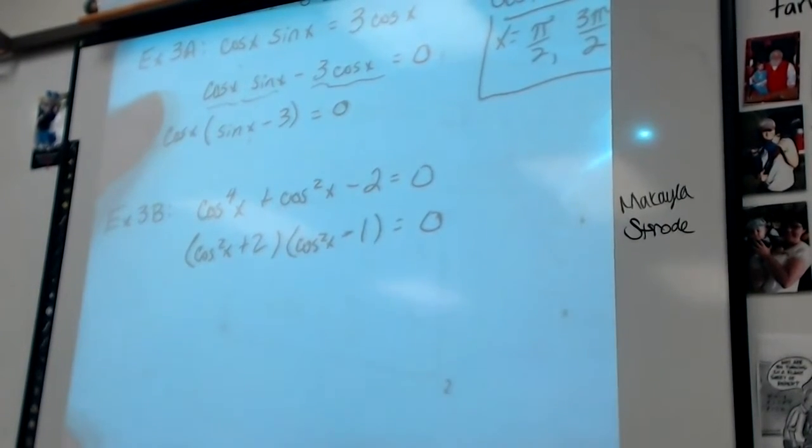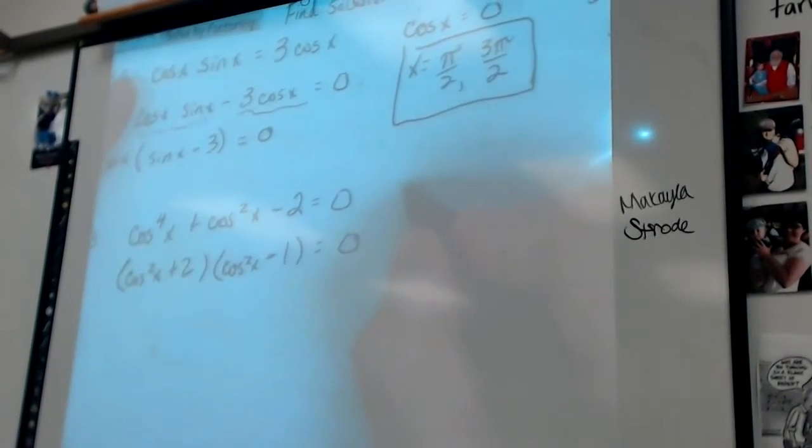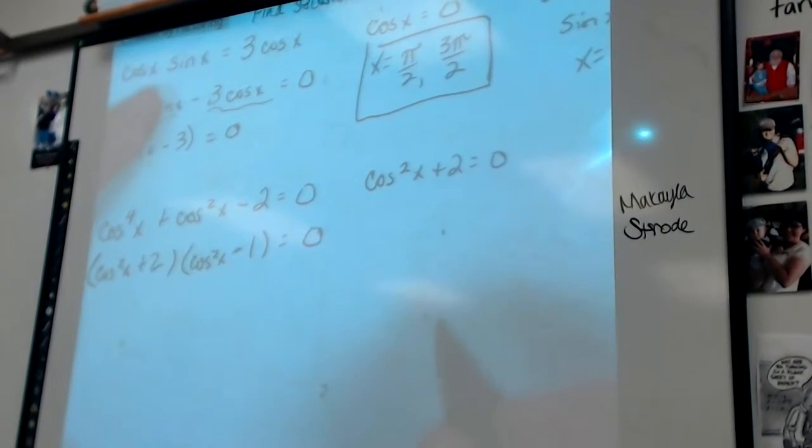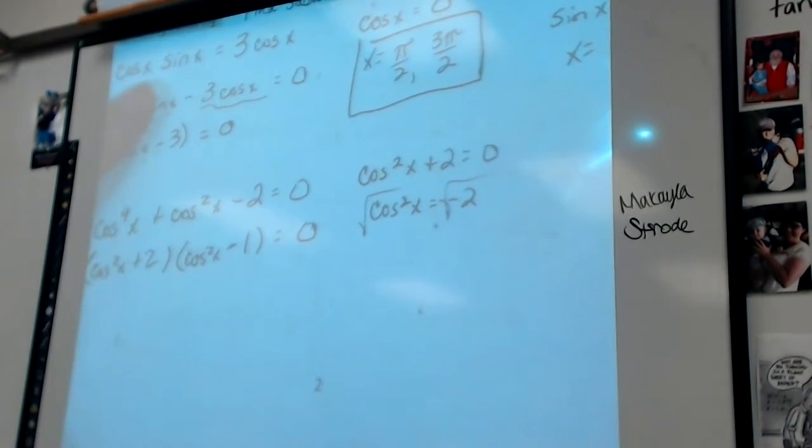Now set each one of these equal to 0. So we've got cosine squared x plus 2 equals 0. Cosine squared x equals -2. So then you'd have to take the square root of both sides. And what happens when you take the square root of -2? Can you take the square root of a negative?